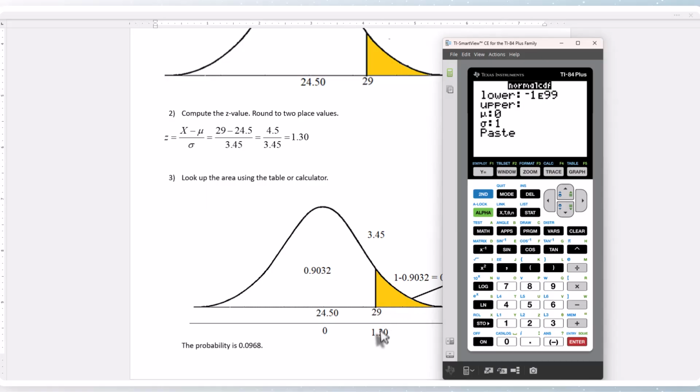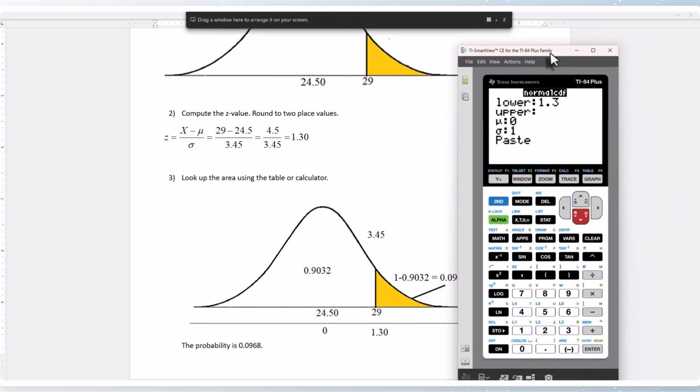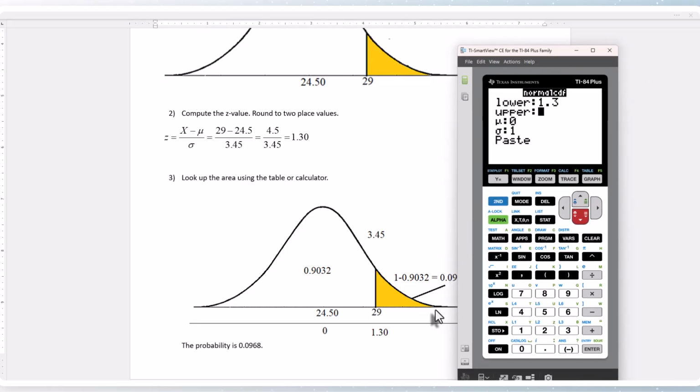We're going from left to right, so our lower value would be 1.3. The upper value has to be the highest value that the calculator can handle. That's 10 to the 99 power. Leave the mean at 0, standard deviation at 1. Press enter and press enter one more time. Round the answer to 4 places. We get 0.0968. That is the probability.